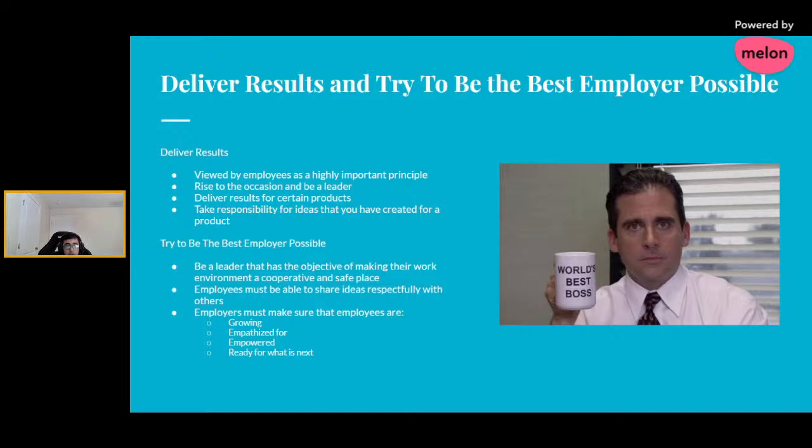So you want to be a leader that has the objective of making their work environment a cooperative and safe place. And employees have to be able to share their ideas respectfully with others. Employers must make sure that employees are all growing, empathized for, empowered, and ready for what's next.